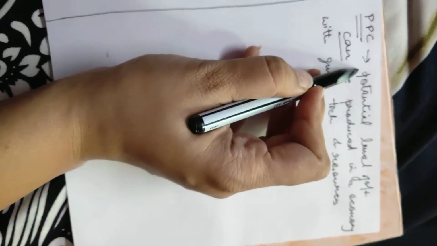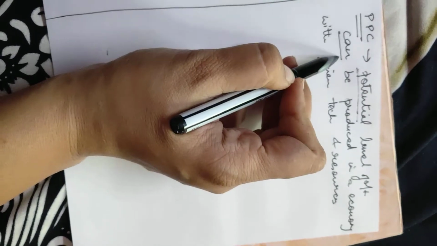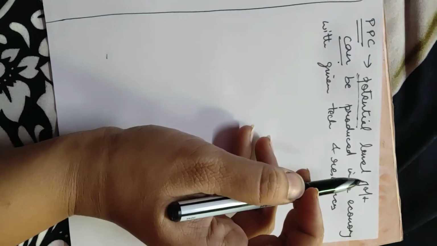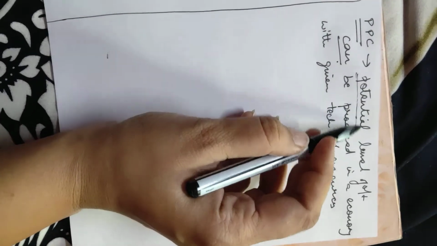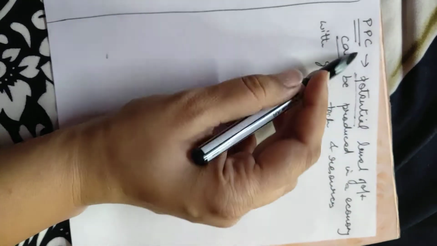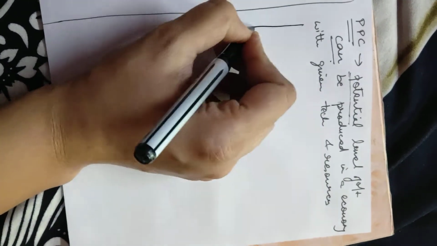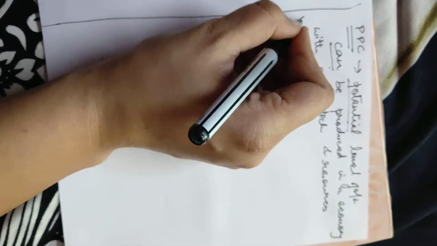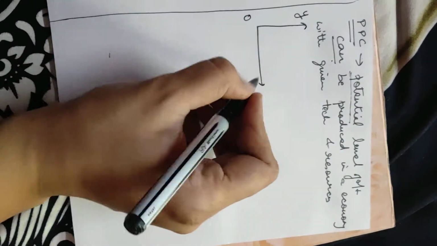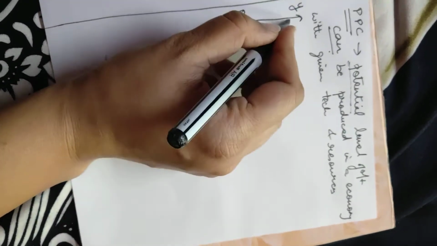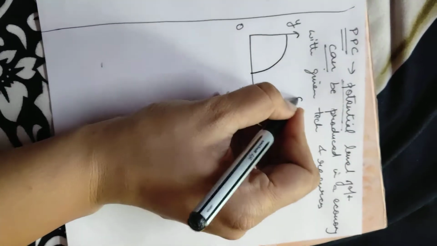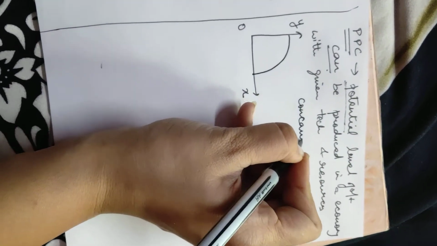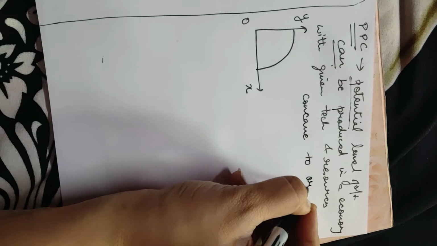Please make sure it is a potential level of output which can be produced. It may not be produced right now, but if we employ all the resources, what we can achieve is called the PPC. Now the shape of PPC. We take goods Y on Y-axis and goods X on X-axis. The shape of PPC is like this. The shape is known as concave to origin.